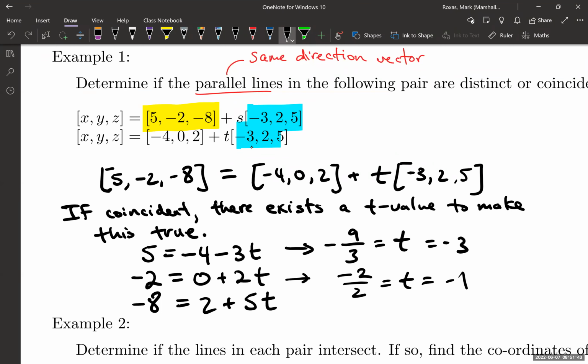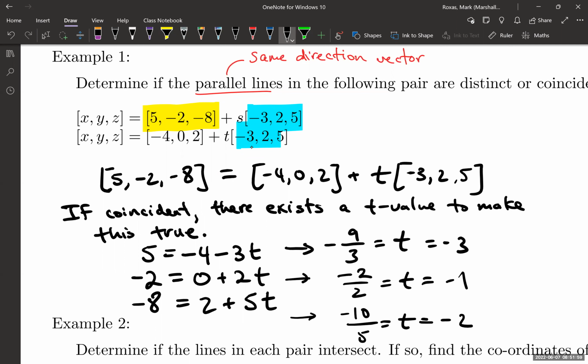And already we can see that there is no common value of t. I'll just complete the last one for completeness here. -8 take away 2 is -10. -10 divided by 5 is equal to t, which is -2. So all three are different values of t.